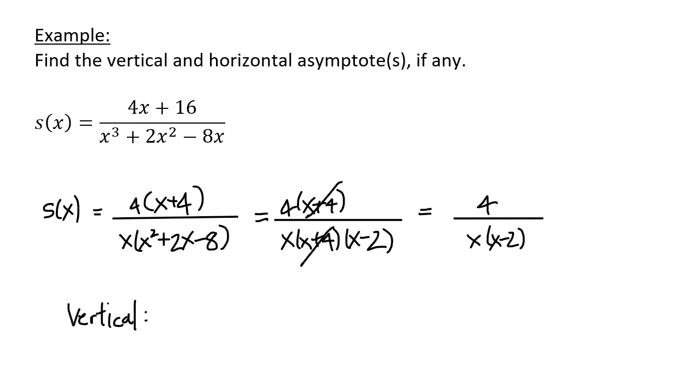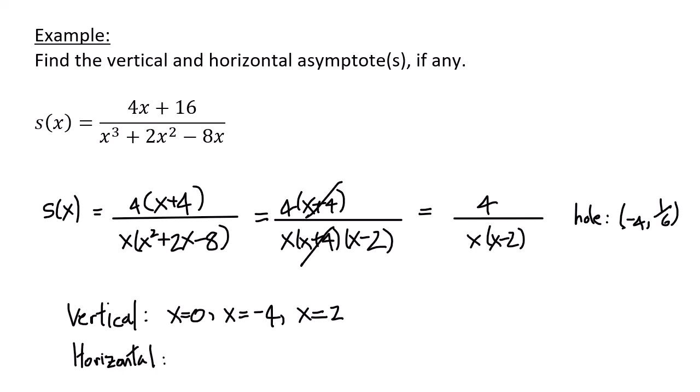So my vertical asymptotes are everywhere the denominator is 0. So that's x equals 0, x equals negative 4, and x equals positive 2. So they're all the places where the original denominator is 0. When I graph this, I'm going to have a hole in the graph. And that hole will occur when x is negative 4 and y is 1/6. For my horizontal asymptotes, the degree of the numerator is 1 and the degree of the denominator is 3.